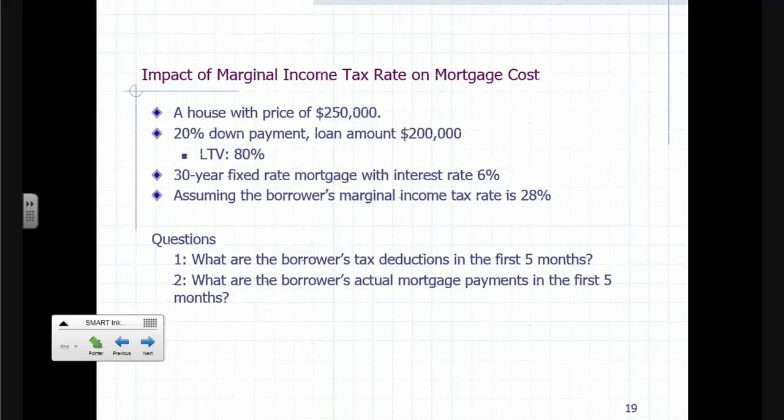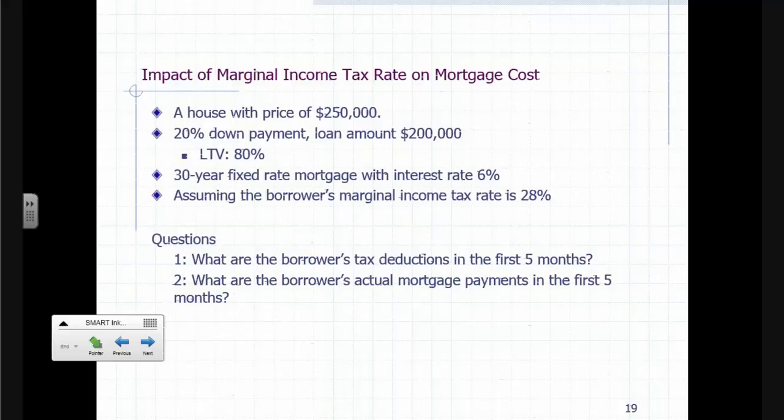So now just look, what are the borrower's tax deductions in the first 5 months? Can anybody use a financial calculator? Can you do it? Can anybody tell me what is your first month's tax deduction? Can you calculate? Use a financial calculator, of course. Okay. So today, if I use a financial calculator, but I will do Excel in a minute.